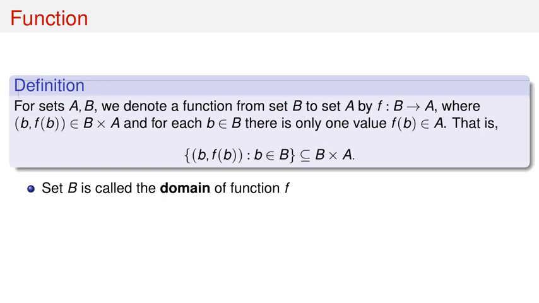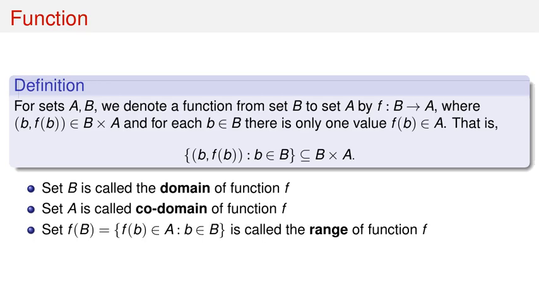In this setup, set B is called the domain of the function f. The set A is called the codomain of the function f. And the set f of B, which consists of all elements f of b in A such that b is in B, is called the range of the function f.